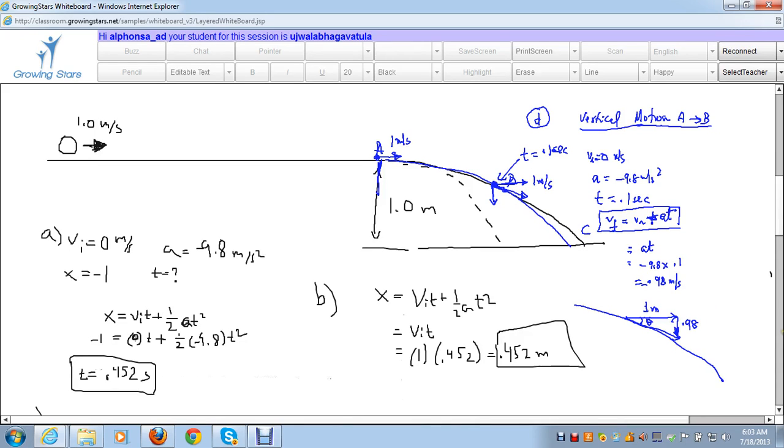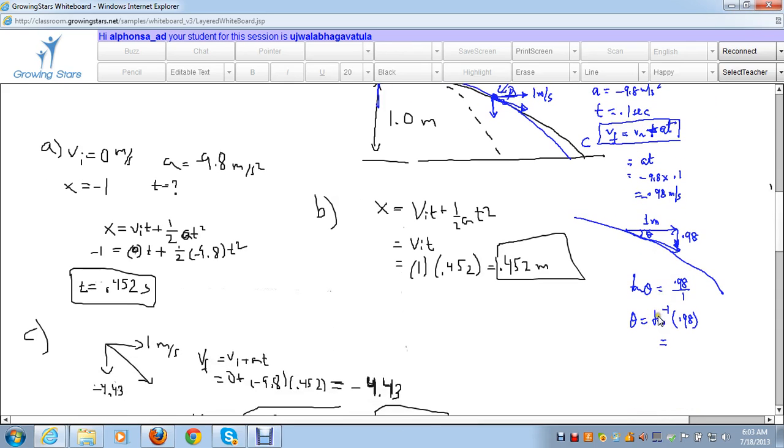Arctangent, inverse tangent, correct. So tan theta should be opposite side over adjacent side, 0.98 over 1. So theta would be arctan, tan inverse 0.98. Can you calculate? It should be in degrees. 44.42 degrees. 44.42 degrees.